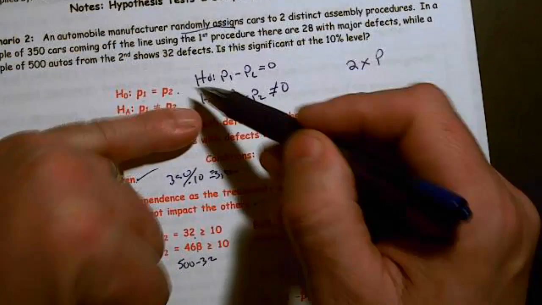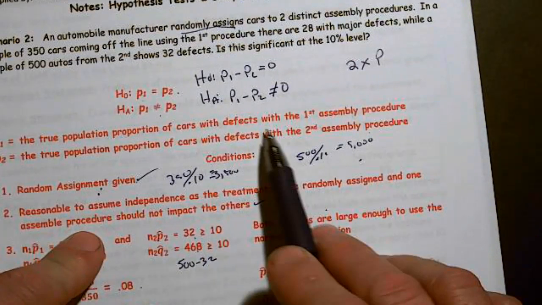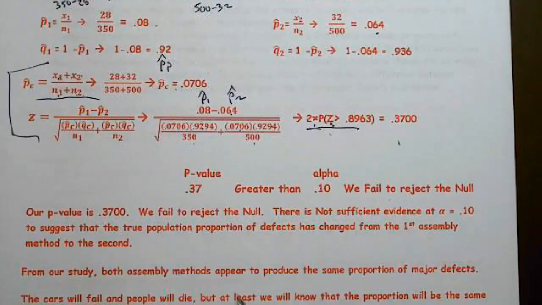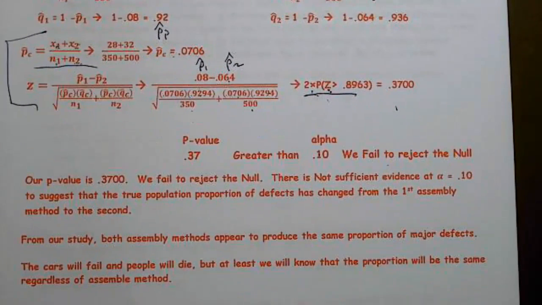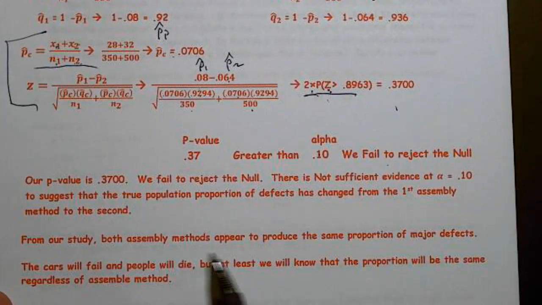All right, so if we're going to fail to reject, that means I believe this, which is basically saying the true population proportion of cars with defects in assembly procedure 1 is the same as in assembly procedure 2. In other words, there's no difference. So our P value is 0.3700. We fail to reject the null. There is not sufficient evidence at alpha equal 0.10 to suggest the true population proportion of defects has changed from the one assembly method to the other, or is different, right? From our study, both assembly methods appear to produce the same proportion of major defects.